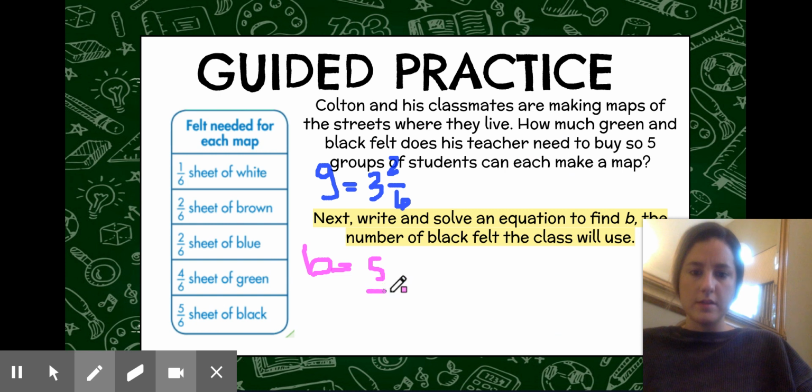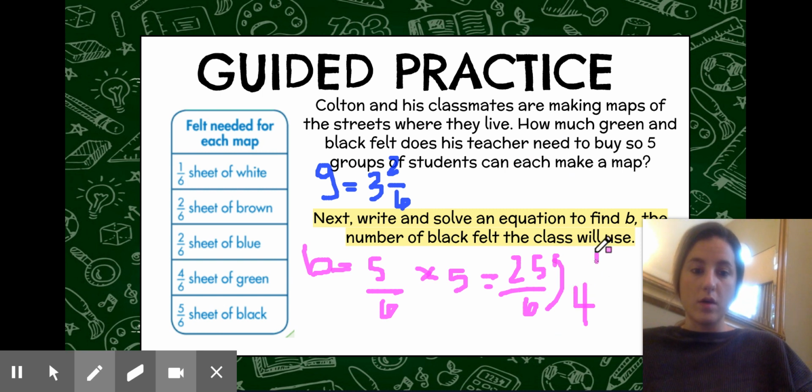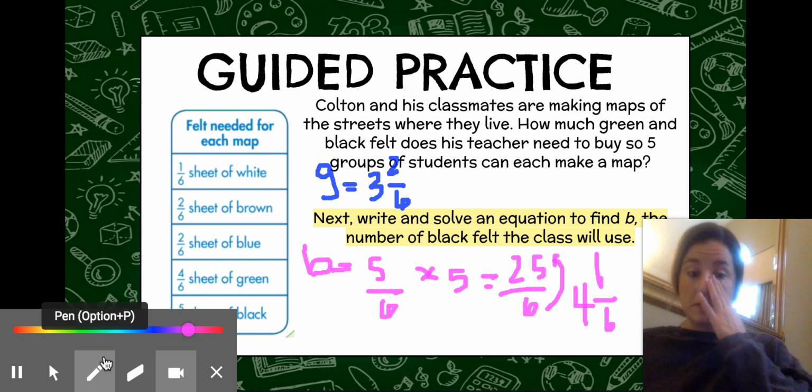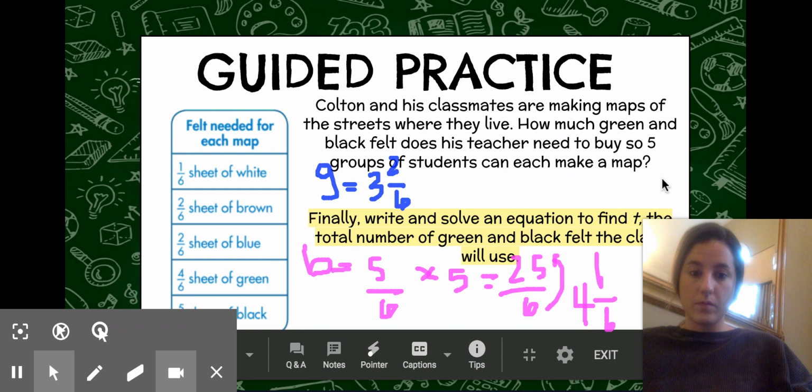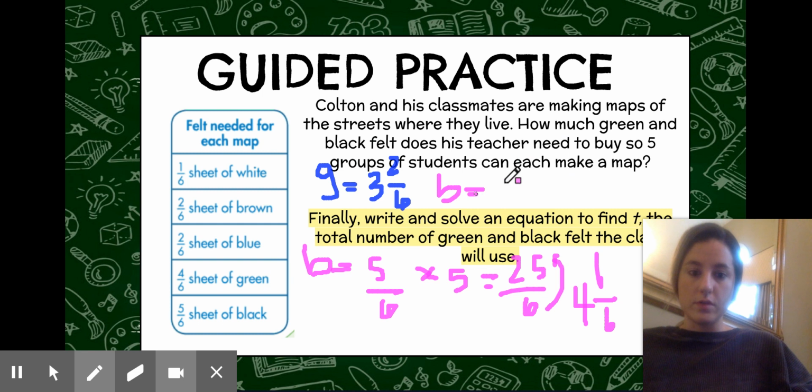So 5/6 times 5 groups. So let's find out how much black felt he will need. Well, 5 times 5 is 25 over 6. How many times does 6 go into 25? 6, 12, 18, 24, 4 times with 1/6 left over. So G equals 3 and 2/6, B equals 4 and 1/6. So I'm going to put B equals 4 and 1/6 so I don't forget.